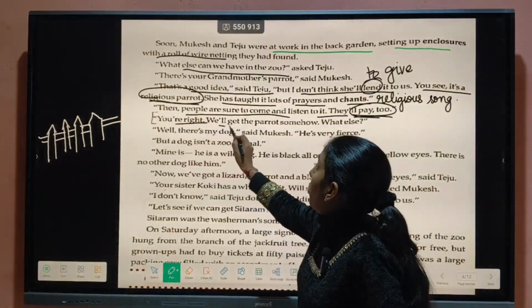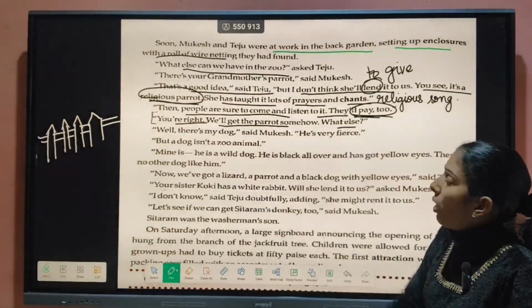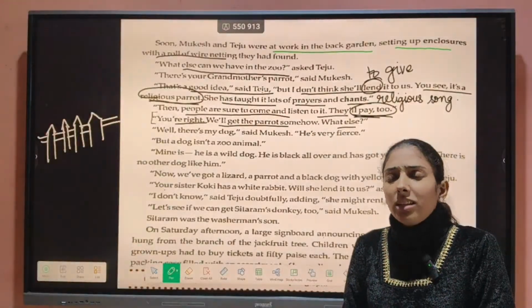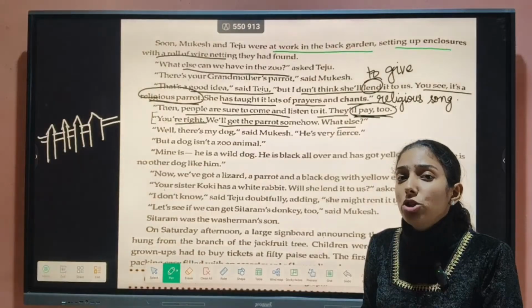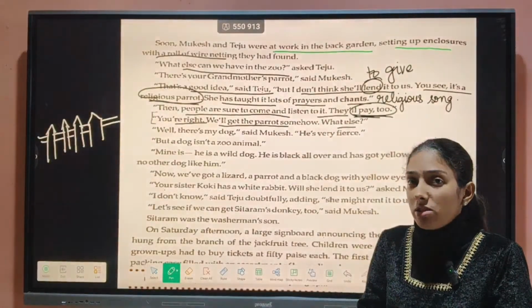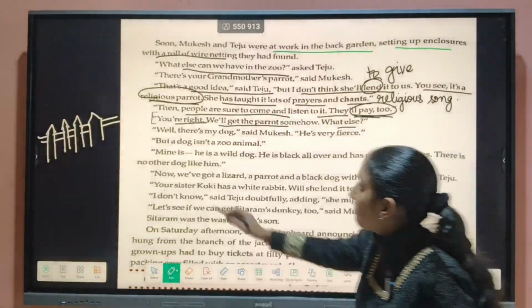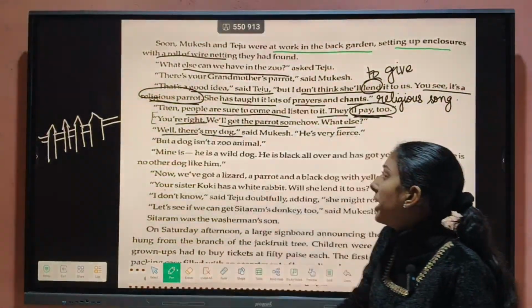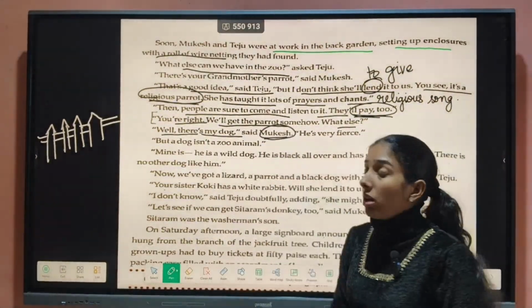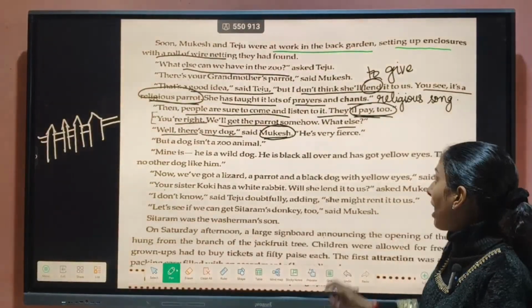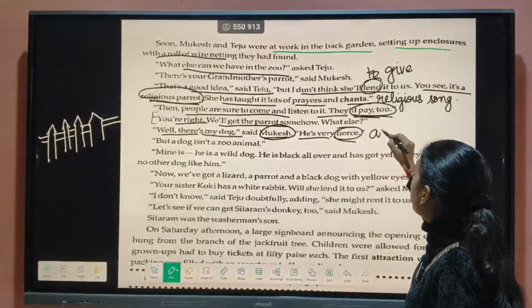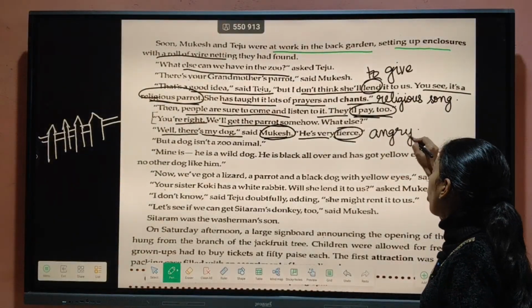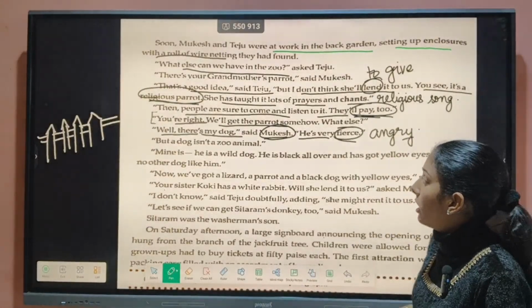You are right. We'll get the parrot somehow. What else? Now Teju is saying that fine, that's a very good idea. Somehow we will manage to bring that parrot. What else? Now which animal we should add? Well, there is my dog, said Mukesh. Now Mukesh is saying that, oh yeah, I am having a dog. He is very fierce. Fierce means angry. I have a dog, but it is very angry.